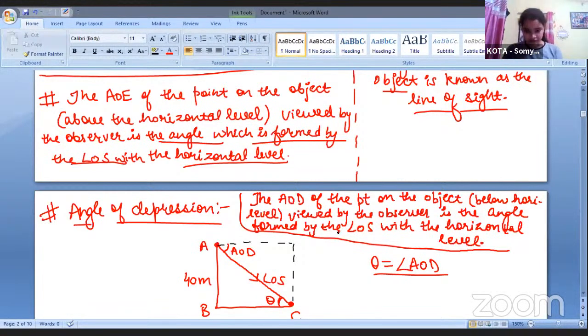Again, very important part is here. The LOS that makes an angle with the horizontal level, we call it AOD, and same goes with AOE. The difference lies in their position. Okay, so important terms are these: line of sight, elevation, height, depression.